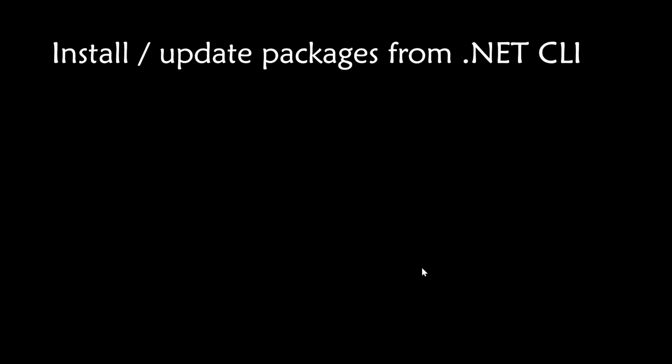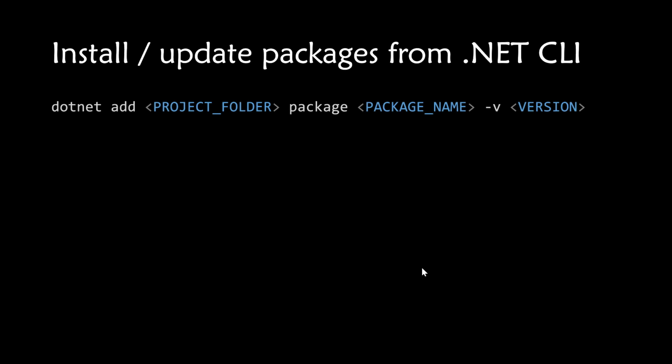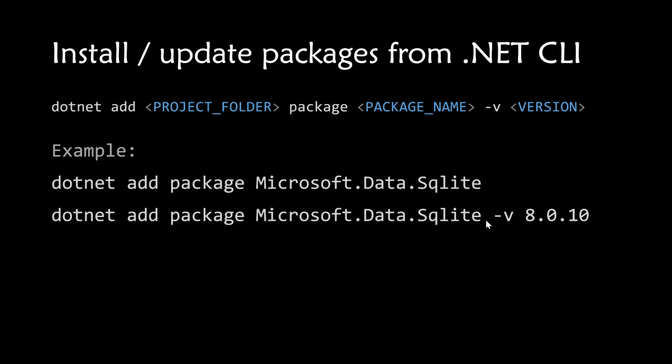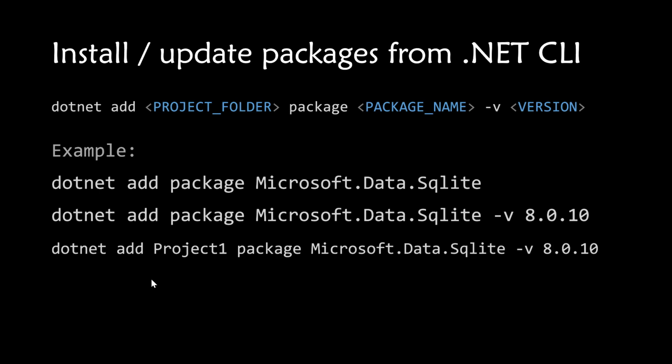So how to install or update a package from the .NET CLI. If you have a .NET project, you can add a package into it using a command something like this. For example, you can add the package Microsoft.Data.Sqlite using dotnet add package, the package name, and you can even mention the version using the -v flag. And if you are in a solution folder, you need to specify for which project you are installing the package, and that's why you write dotnet add, the project name, package and the package name. If you want, you can write the version, otherwise the latest version will be installed.